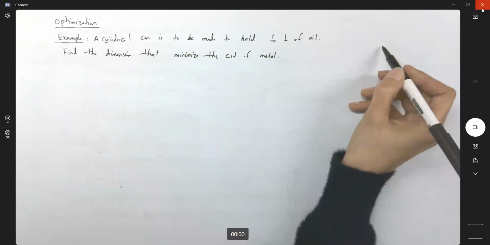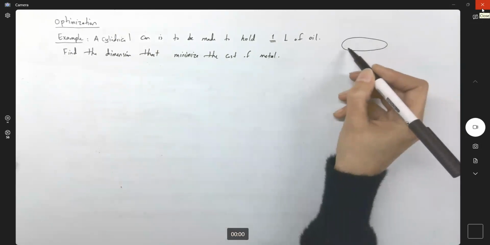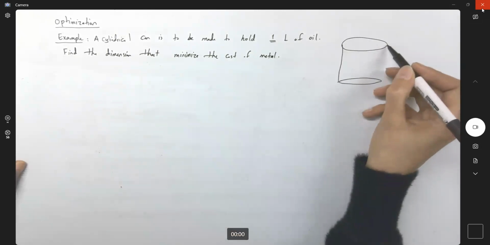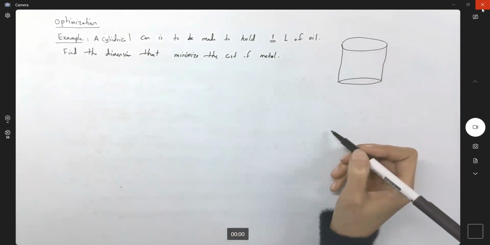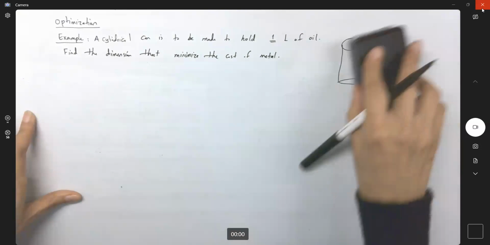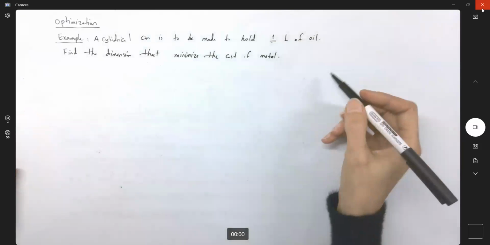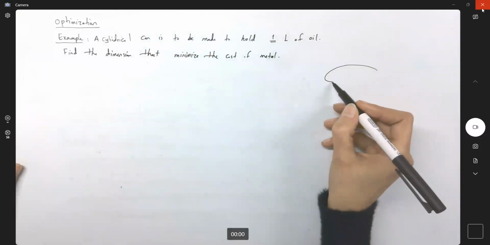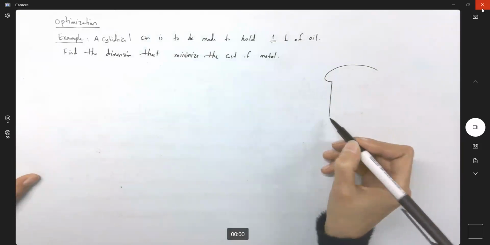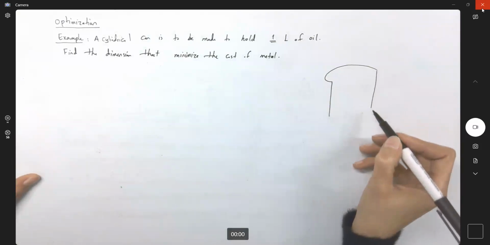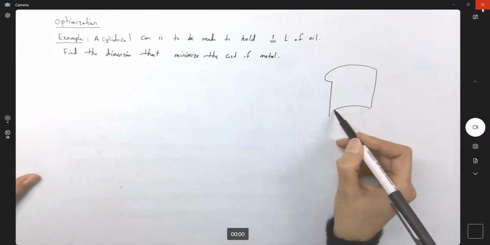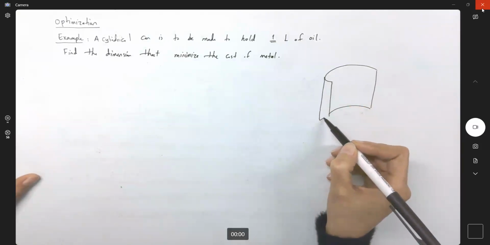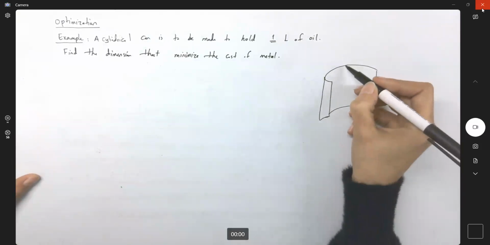We have a cylindrical can, and it's built from a metal, all right? So if you think about this cylindrical can, it means that it was made from a piece of metal, all right? So you have a piece of metal, and here you have the following scenario. Suppose this is your piece of metal here, and this is your metal.